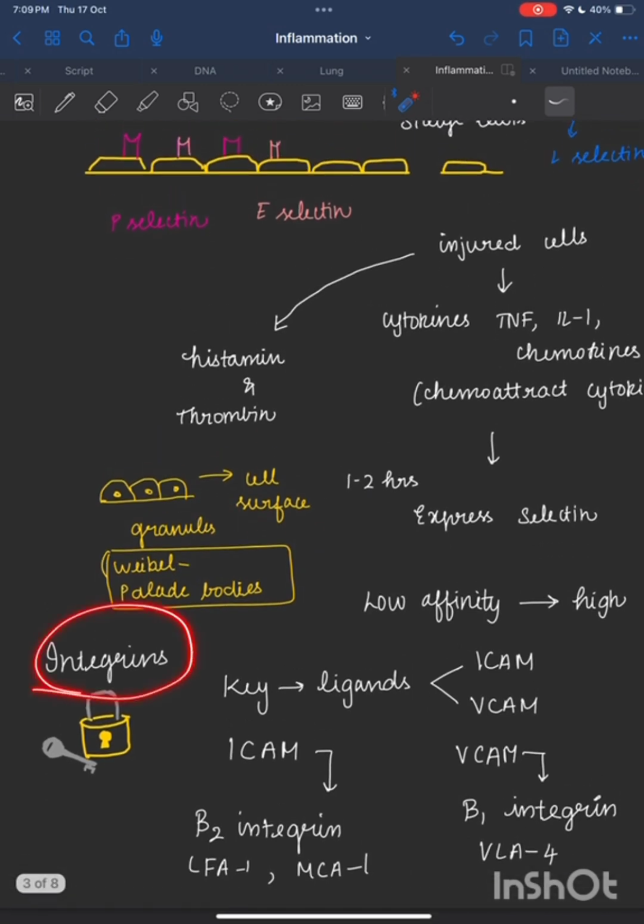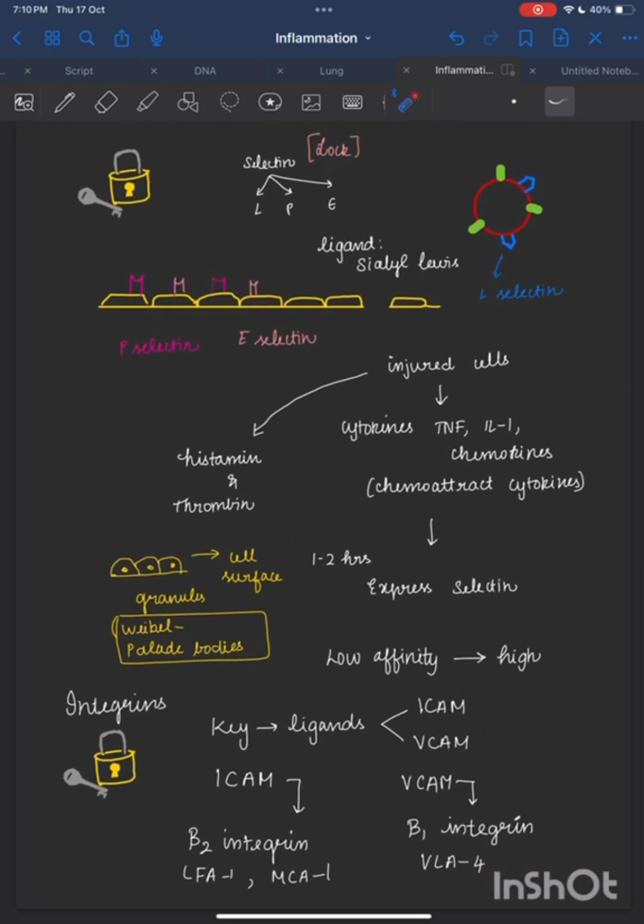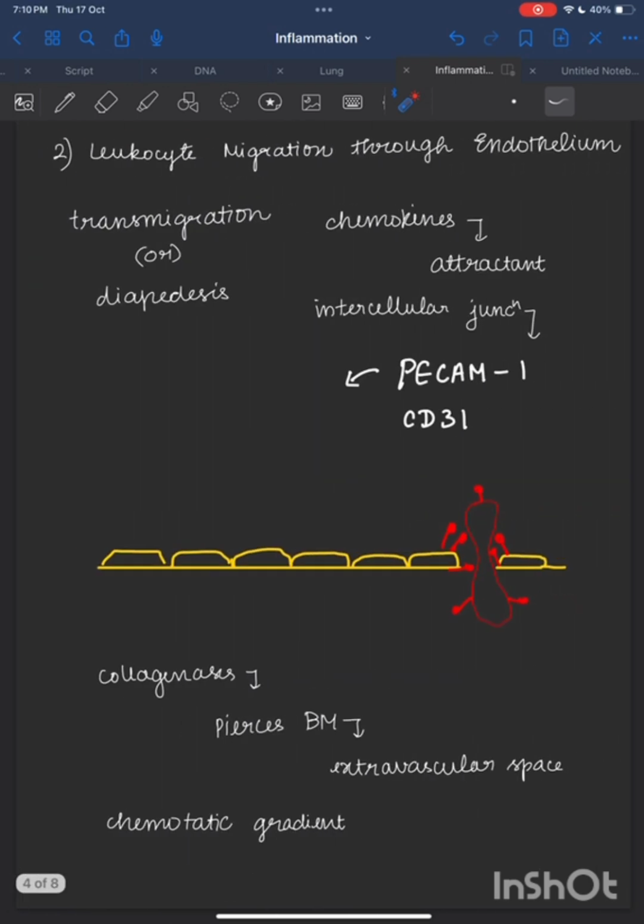Next we are going to discuss integrins. Here also the key is the ligand, ICAM or VCAM. ICAM is a ligand for beta-2 integrin, LFA-1 and MAC-1. VCAM is a ligand for beta-1 integrin, VLA-4. So this is LFA-1, MAC-1 for ICAM and VLA-4 for VCAM. V for V. This is beta-1 integrin. Don't forget this. It is a very important page. You have to remember everything from this page.